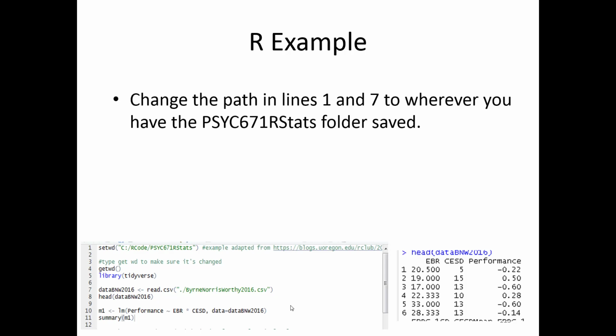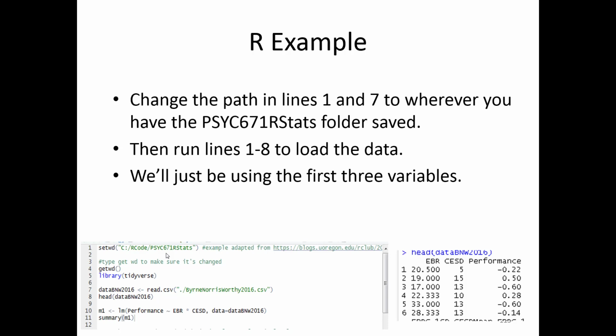Change the path in lines 1 and 7 to wherever you have the Psych 671 rstats folder saved. Okay, so mine is in just this folder called rcode on my C drive. And then I changed line 7, so now if you're in that directory, it'll just look within that folder. So that / will tell it to look within the current directory for this data set right here. Once you have these lines changed, and of course if you want to set this directory, you could look at what you set it to in one of the prior scripts, like for multiple regression that we went through a few weeks ago.